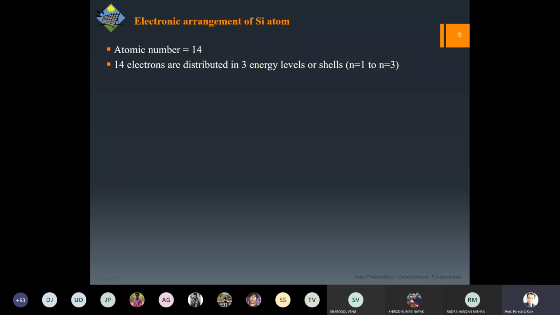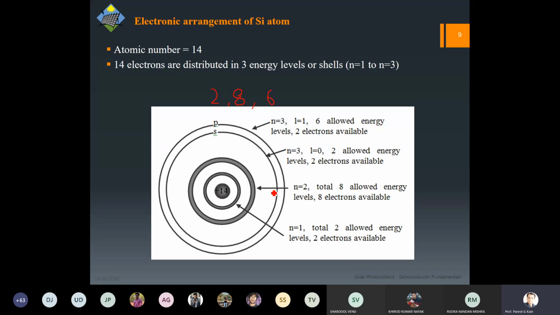So obviously we have silicon, atomic number 14. So this has to be distributed. So obviously 2, 8. The first 2 levels will get filled, and then the remaining will be filled in the third one. So this can be split into 2, 8, and 4. So now you can apply those quantum numbers. So you have n equal to 1, 2, and 3.